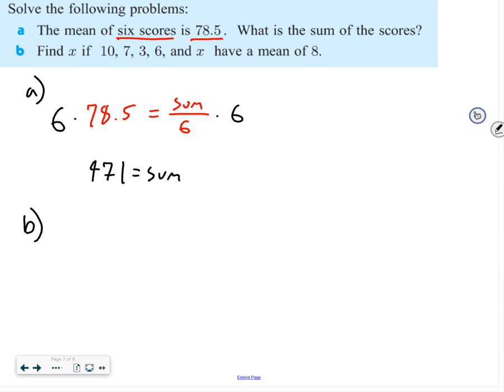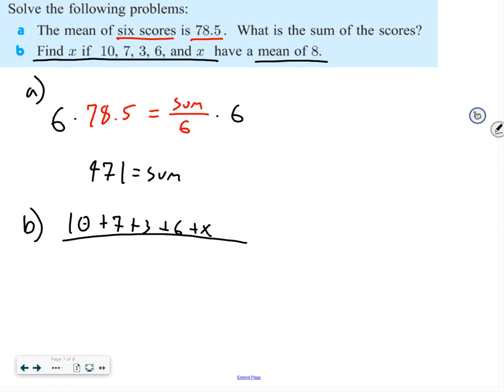Okay, so here we know that the mean is 8 of this data set, and we need to find x. So we know that 10 plus 7 plus 3 plus 6 plus x, divided by how many pieces of data do we have? Well, we have 1, 2, 3, 4, 5. That mean is 8. So to undo this, I'm going to first undo this division, dividing by 5. So I multiply it by 5 on both sides.